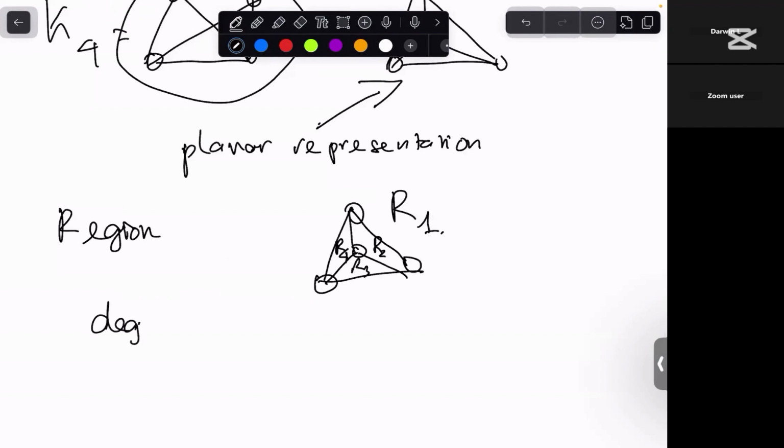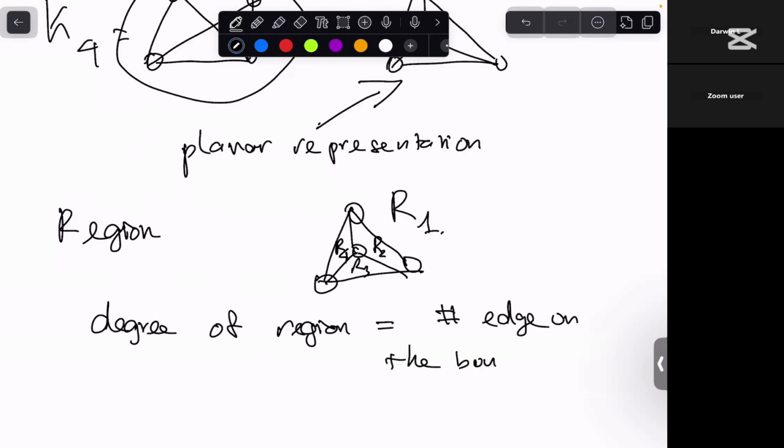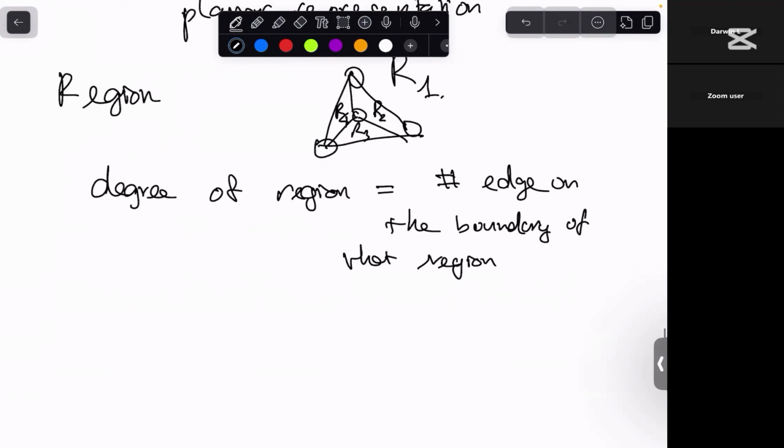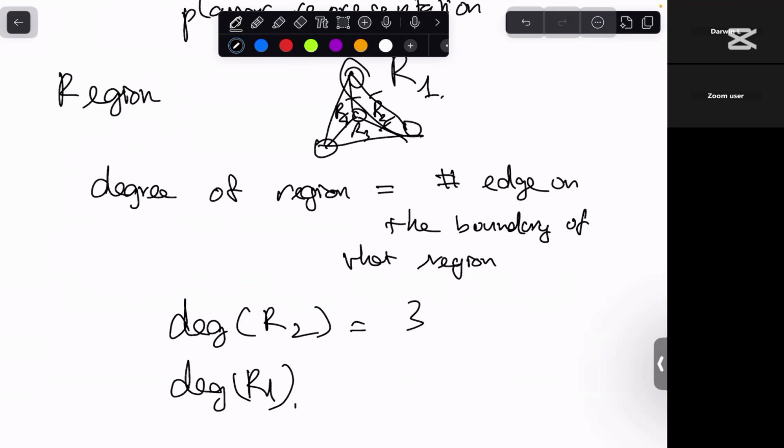The degree of a region is defined as the number of edges on the boundary of that region. For example, the degree of R2 will be 1, 2, 3, so that would be 3. For R1 it will be 1, 2, and 3, so that would be 3.